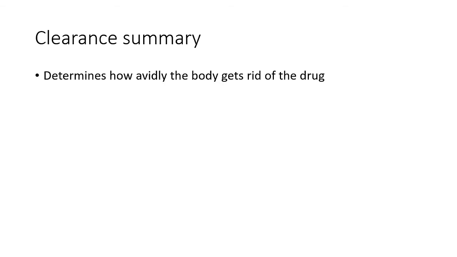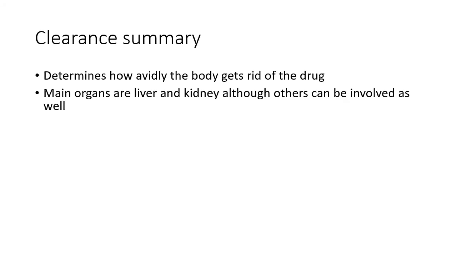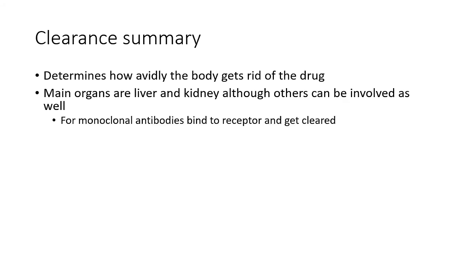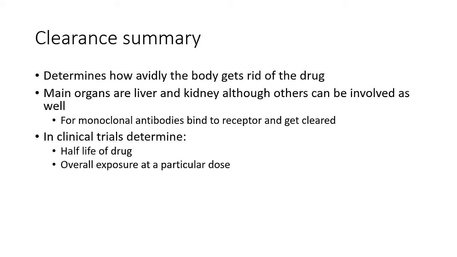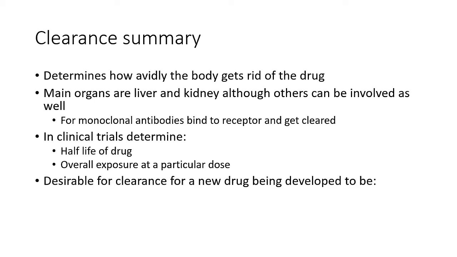So to summarize clearance, it determines how avidly the body gets rid of the drug. The main organs for clearance are liver and kidney, although others can be involved as well. And for monoclonal antibodies, binding to the receptor and getting cleared is very important. In clinical trials, clearance helps determine the half-life of the drug, which is important when we're looking at when different things are occurring and whether they're related to the medication or not. It also determines the overall exposure at a particular dose.